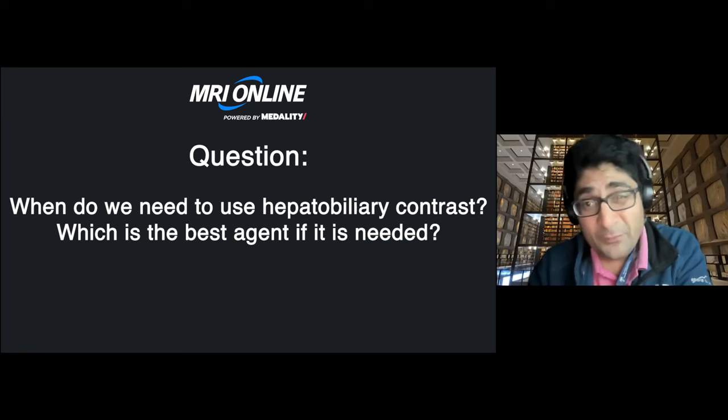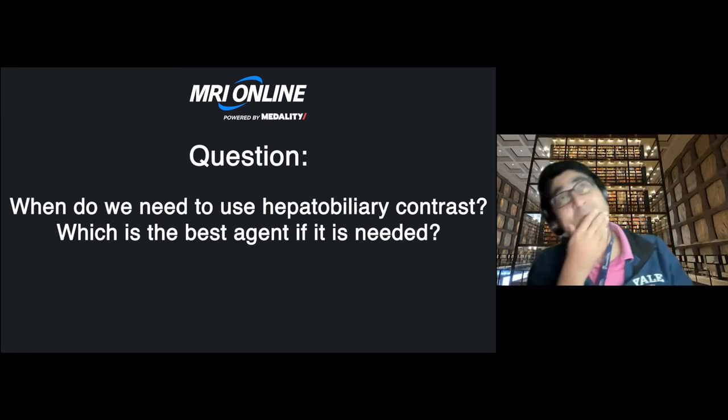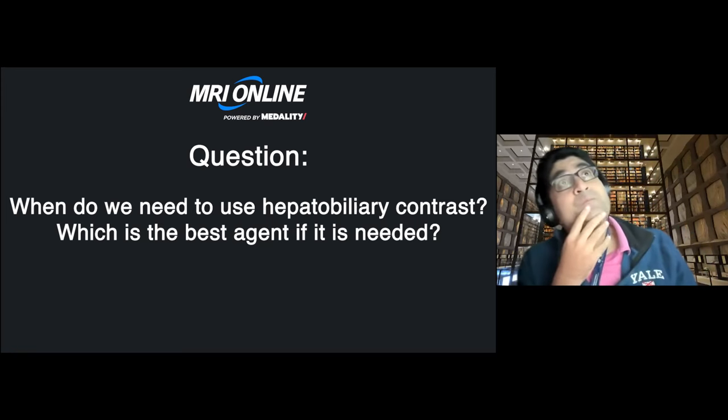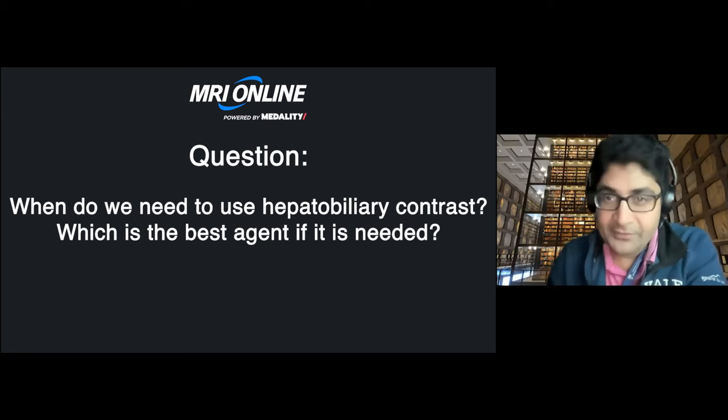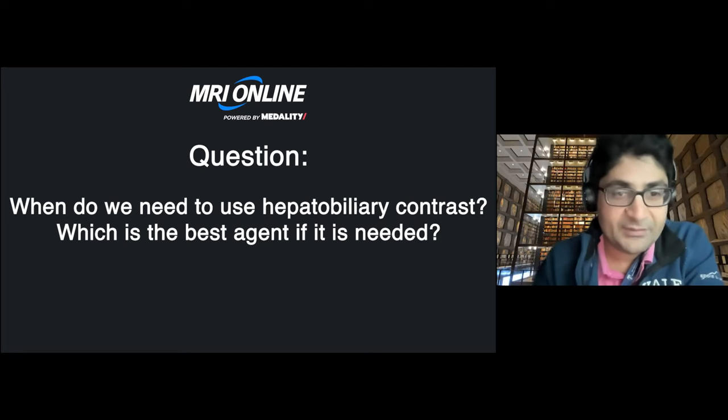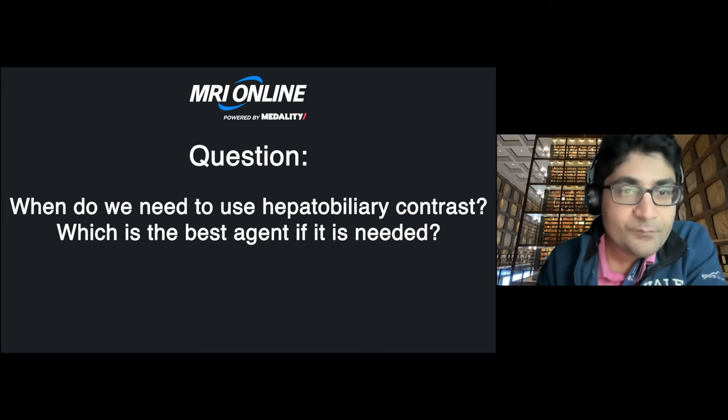And I suppose the only other thing we use hepatobiliary contrast agents for is preoperative liver MRs. We want to map out the biliary anatomy. We want to make sure there's no variance. We use our hepatobiliary contrast agents for that as well. So let's see what else we have.